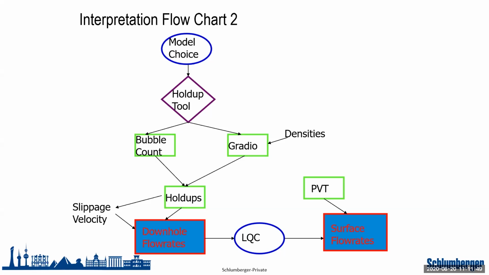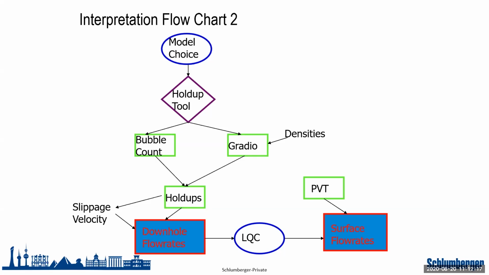And from the bubble count and density of the mix, either of these two measurements, I will obtain hold-up, okay? Once I obtain hold-up, and I add the slippage velocity, and notice that hold-up is an input also to slippage velocity, I will be able to obtain my downhole flow rates, okay? I already had velocity of the mix, okay?